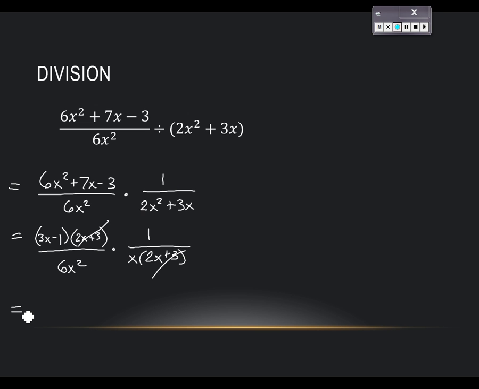All right, so I think our final answer, there's nothing else in fact that does cancel out, so our final answer is 3x minus 1 over 6x squared, and we'll just call it a day, right? Is that good? Make sense? Kind of like it?